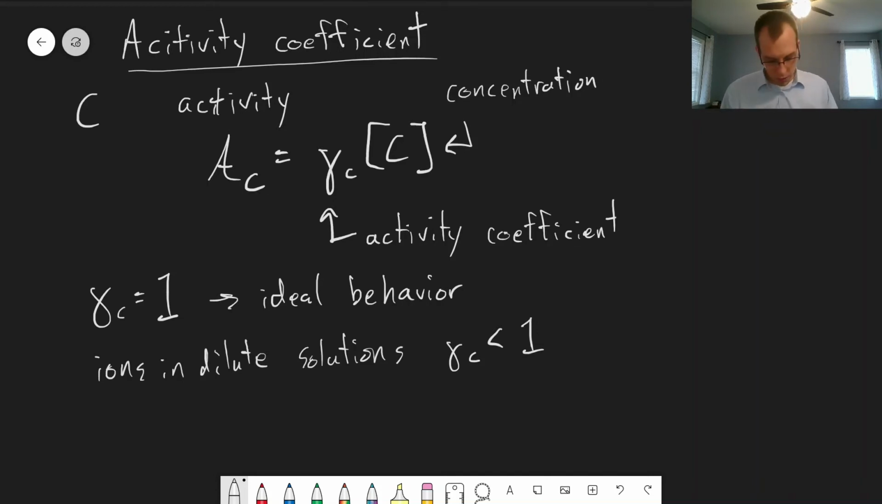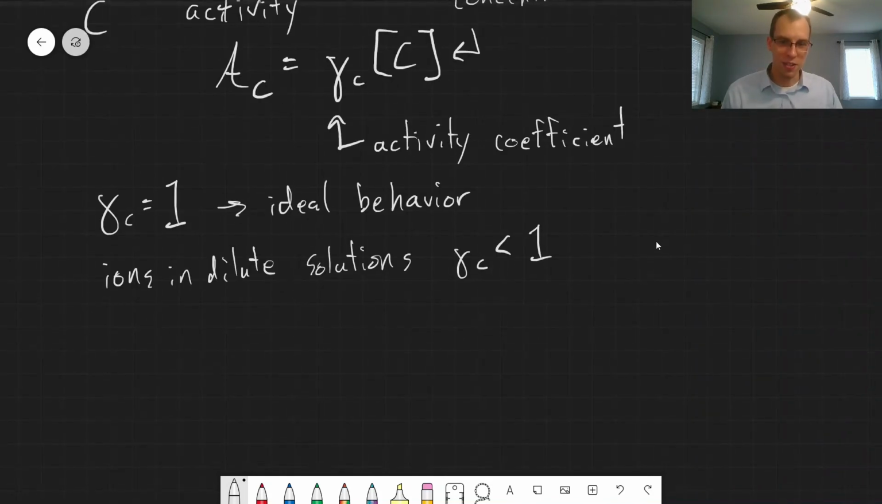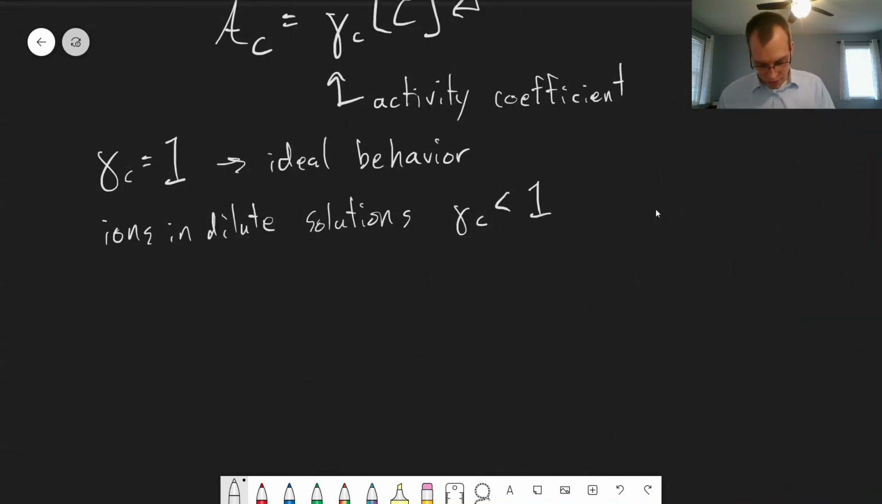So the proper way to write an equilibrium constant is not with concentrations, but it should actually be K in terms of all activities, and that gives us the actual value of the equilibrium constant, because that takes into account the non-ideal behavior of the ions in our solutions. So our equilibrium constant should look like, if we have A plus B going to C plus D, something like this.